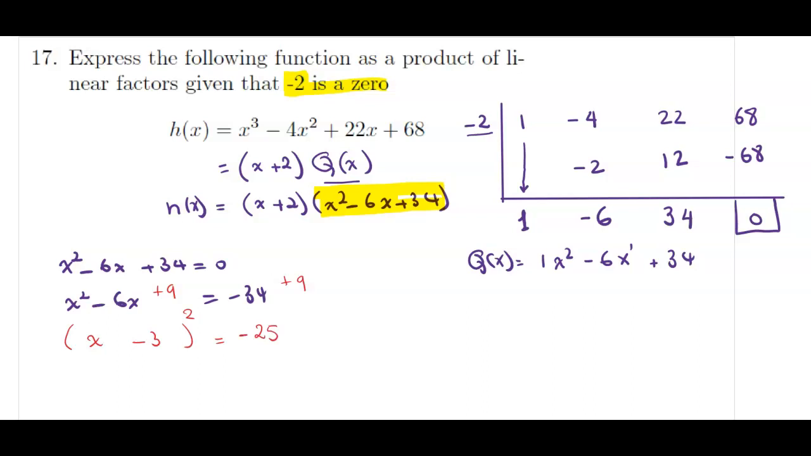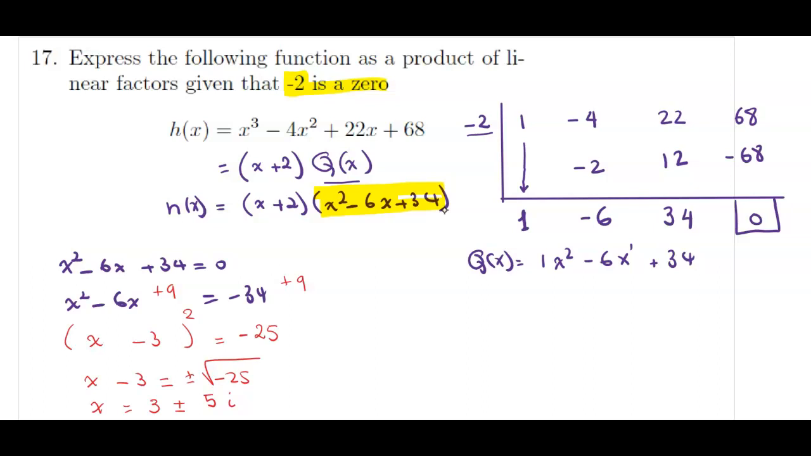Alright. Using the square root property here, it means x minus 3 should be equal to plus or minus the square root of minus 25. And this is going to give you x equals 3, if you move the 3 to the other side, plus or minus the square root of minus 25, which is the square root of minus 1, which is i, and the square root of 25 is going to be 5. So those are your solutions.